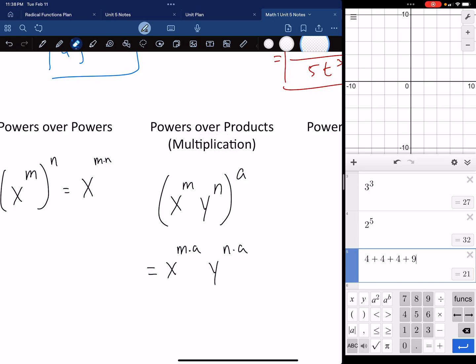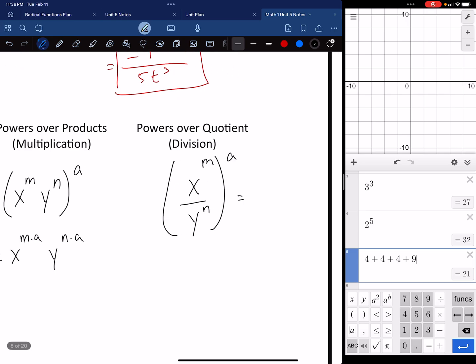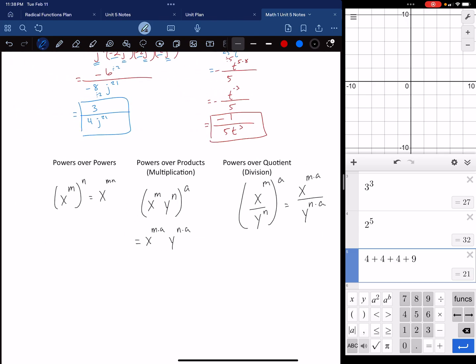And then it also works over fractions, right? So say I have x to the m over y to the n, and I want to raise this all to the a power. This is going to turn into x to the m times a over y to the n times a. Okay, so please make sure you have those 3 rules written down and take a look at the Delta Math practice at this point.